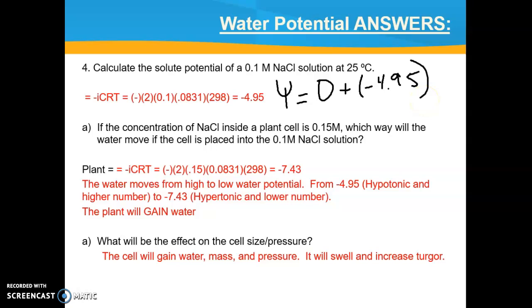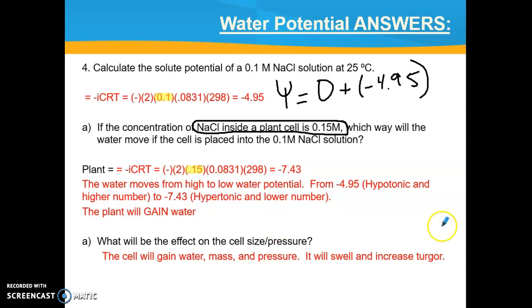Now, how do we use water potential? That's where part A comes in. Now, let's say that we find a cell that is 0.15 molar, and we take that plant cell and put it into this beaker, right, with this water potential. What's going to happen to that cell? That's where water potential comes in. So now we repeat this equation, but if you notice, the only thing that's different is we have a different concentration. So the beaker was 0.1 molar and the inside of the cell is 0.15 molar.